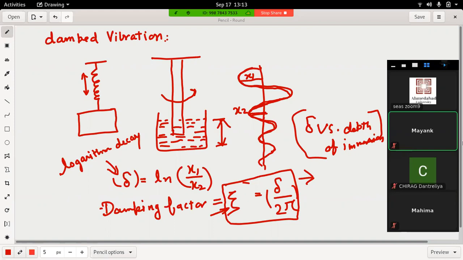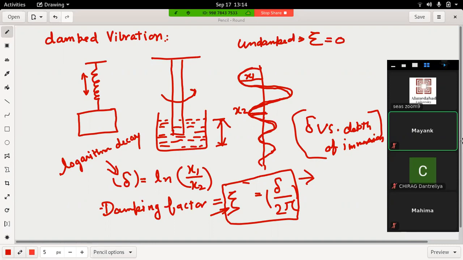Without water or without any media, the case is called undamped, you know? And for the undamped system, the damping factor or damping ratio is equal to 0. Okay? For an undamped system, zeta is 0.